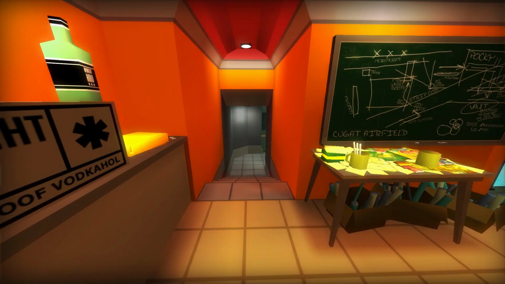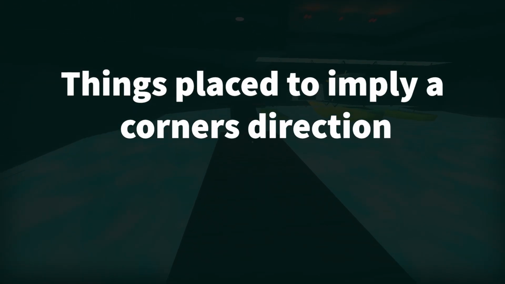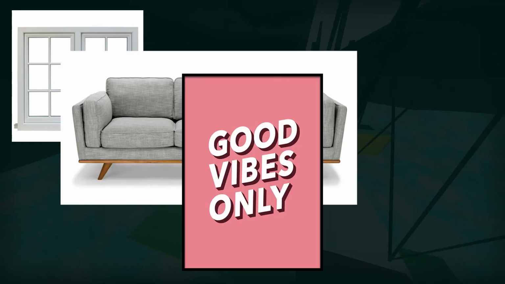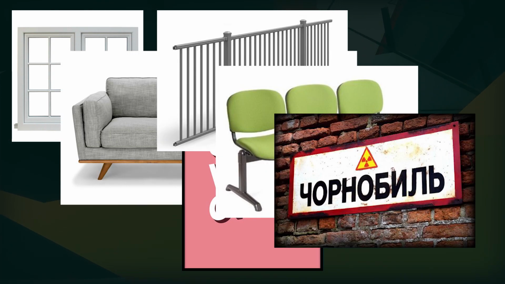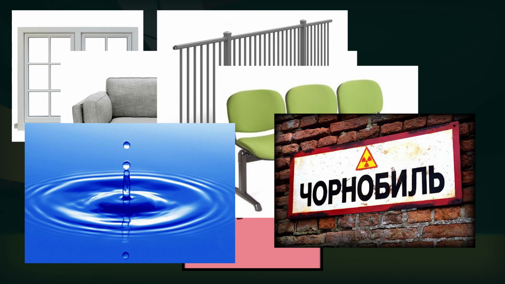Now, let's swap a few things around and take a look at another technique that isn't utilized as well in our example corridor, and that's props. I'm calling it props anyway. It's just things that you place to imply the corner's direction. Windows, chairs, posters, rails, seats, signs, stuff on the floor like water. Put something against the far wall or in the corridor and hide a portion of it around the corner, so it is cut off by the inner wall.